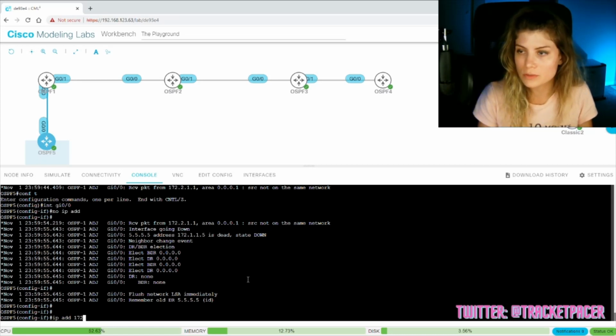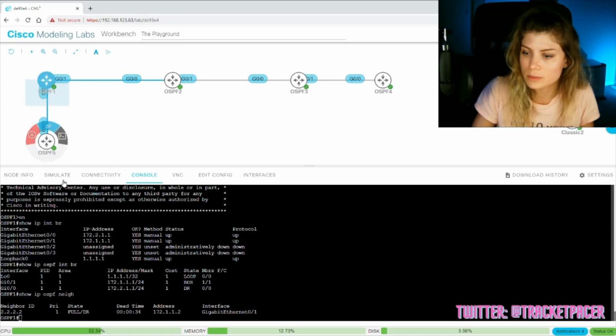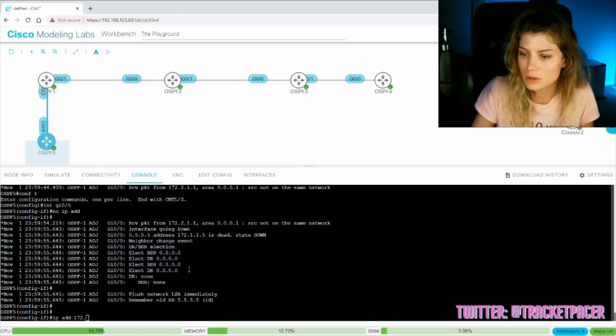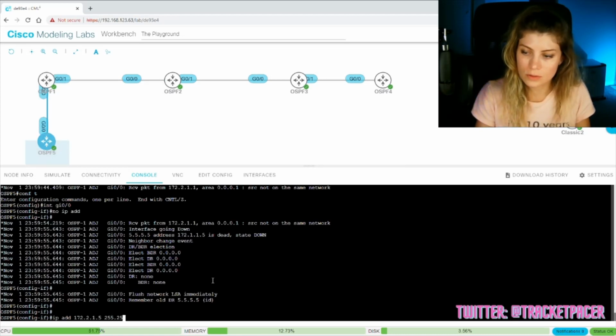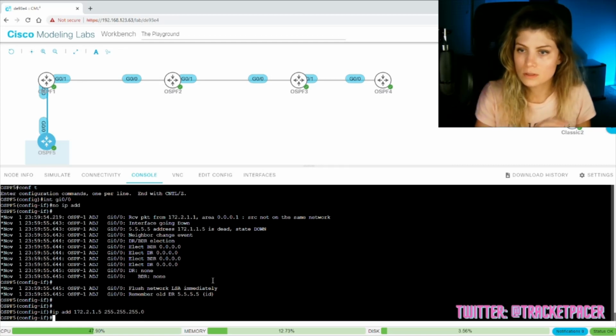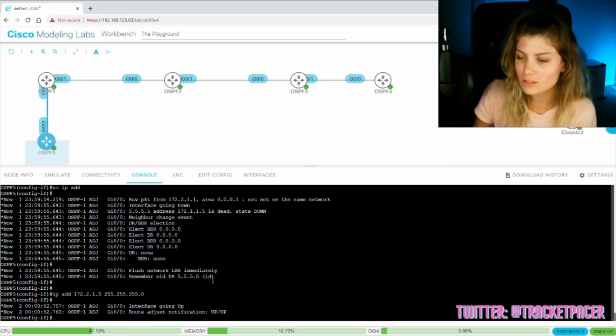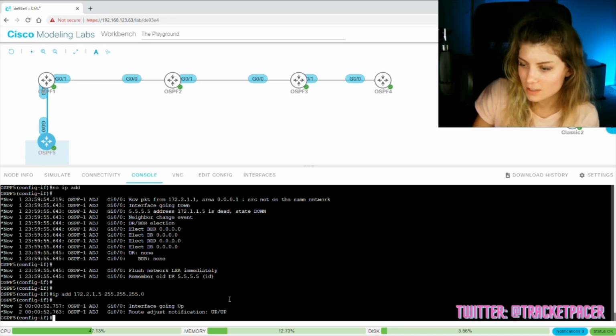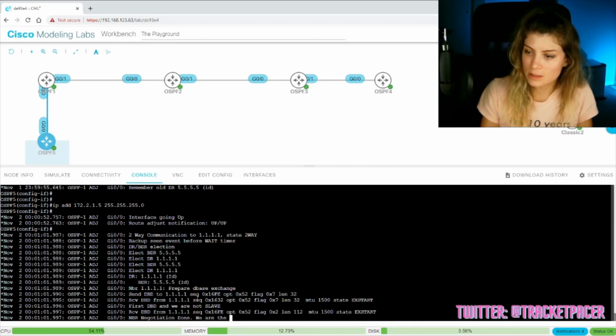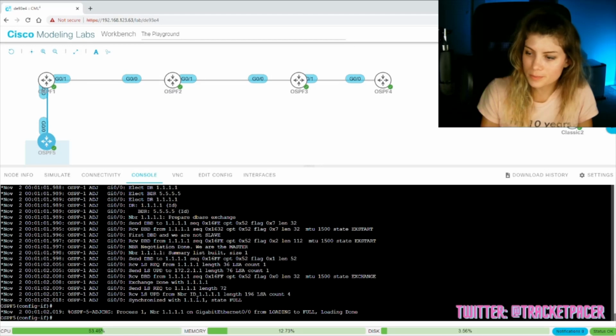IP address 172, and I'm just gonna come over here and double check. So it needs to be 172.2.1.5, that is how my addressing scheme is gonna go. 2.1.5. Hello. There we go. Route adjust notification up, up. So, here we go. Whoa.